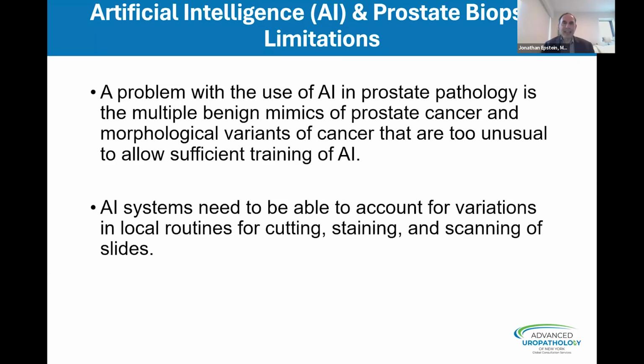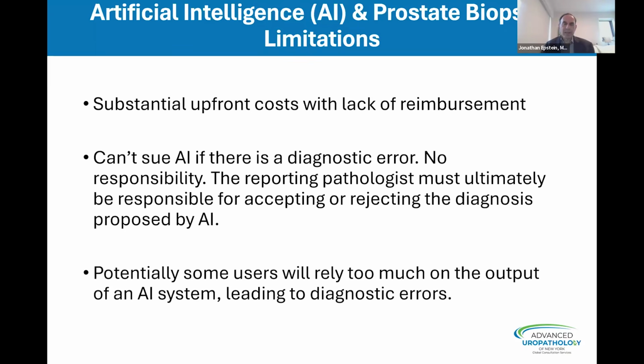Also, it's important to recognize that every lab has a slightly different staining. When you cut them, there's all these artifacts, and the question is, can AI account for all this variability? There's a lot of costs to do AI equipment, and so a lot of labs do not have the ability to even do it if they wanted to. Also, all these AI software basically says, this is a test, you use it, but we're not liable for it. So you cannot sue the AI programmers if there's a diagnostic error.